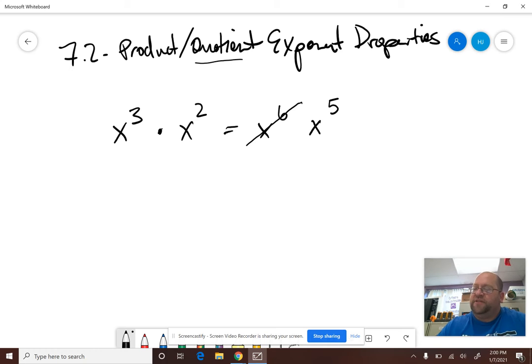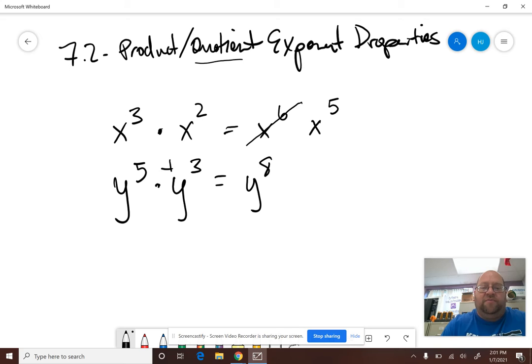And I think it maybe makes more sense when we do quotient, but we'll look at that in just a second. So again, if I had y to the 5th times y to the 3rd, it is not y to the 15th, which would be 5 times 3. When I multiply exponents, I actually add them. So I would just have 5 plus 3, which would make 8. So y to the 8th would be the answer for this particular one. All you need to remember is when you multiply exponents, you actually use addition. And that makes sense because multiplication is just a repeated form of addition.